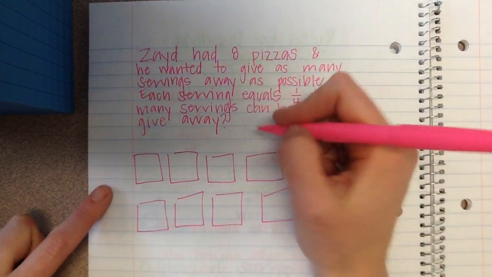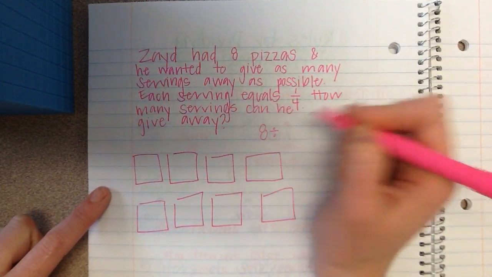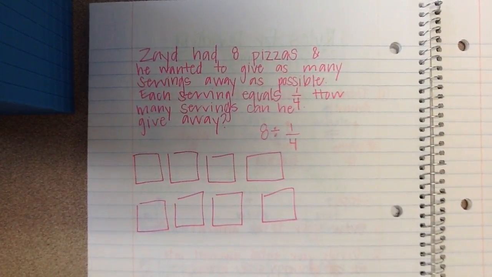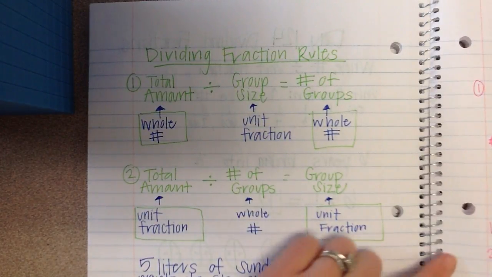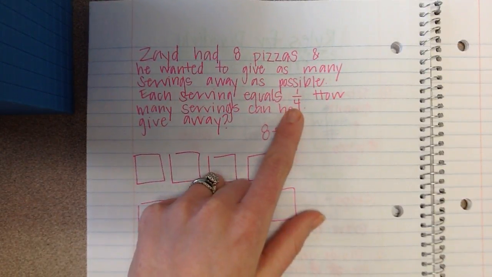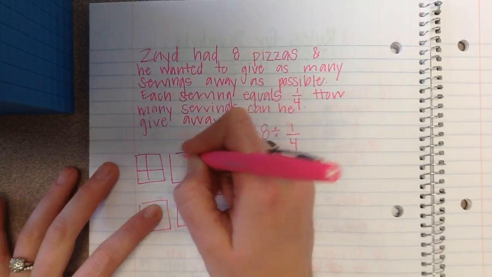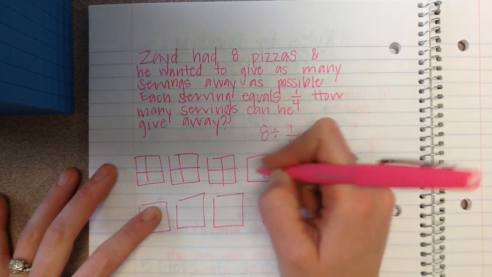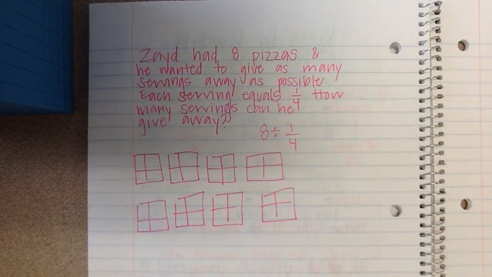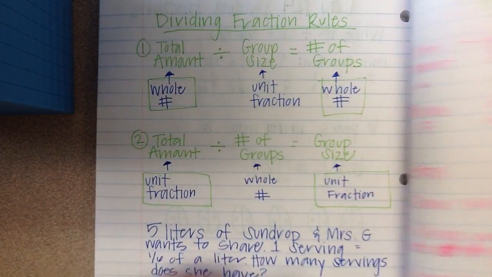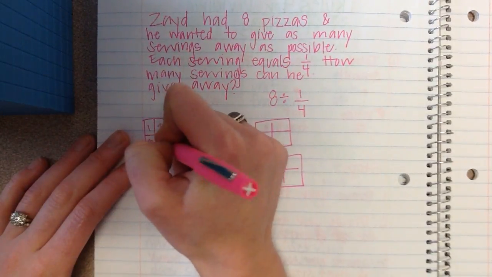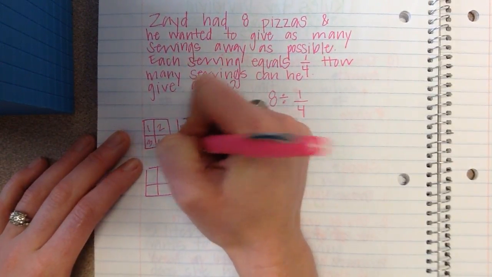Okay. So 8 divided by what? Well, my group size is 1/4. So then when I flip back into my notes, it says divide your total amount into the group size given. My group size was 1/4, so I'm going to divide it in. Now I'm making them look like windows. Okay, so just divided them into 4ths. Count how many groups you have of that size. So 1, 2, 3, 4, 5, 6, 7, 8.